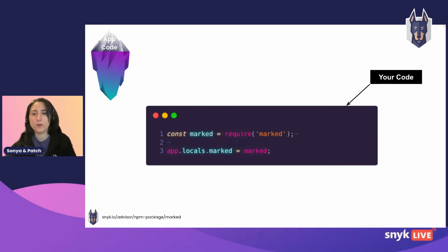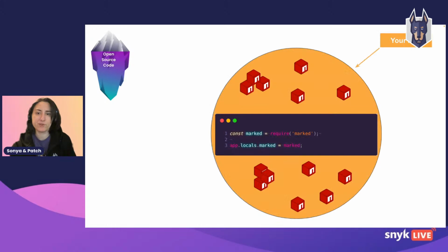This is another example, with a piece of code to import dependencies, which is a nice segue to the layer below the application code on the iceberg, which is the open source code layer.